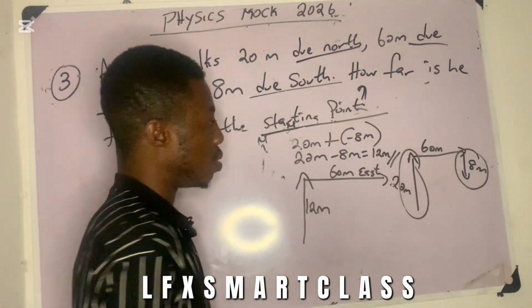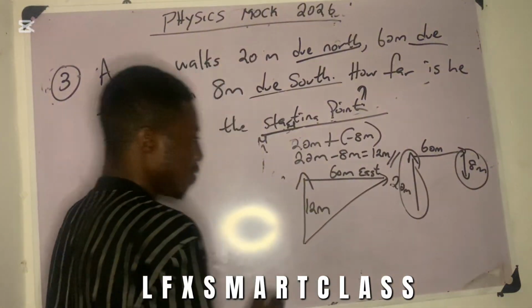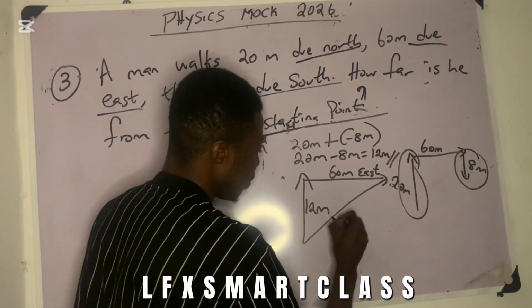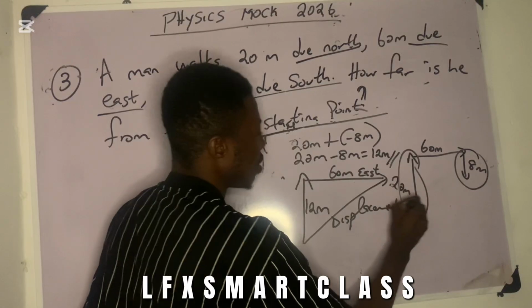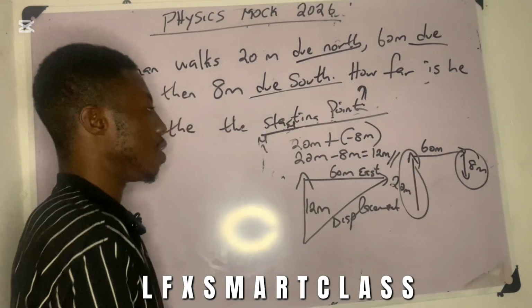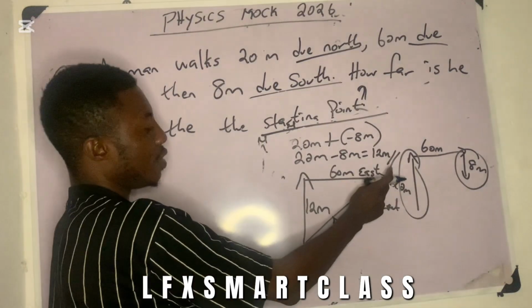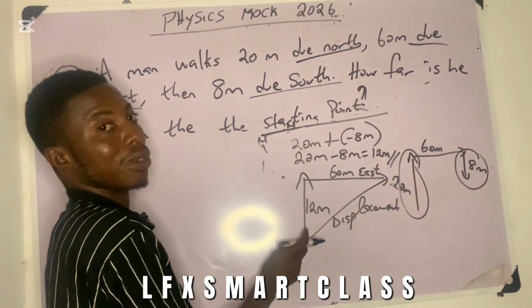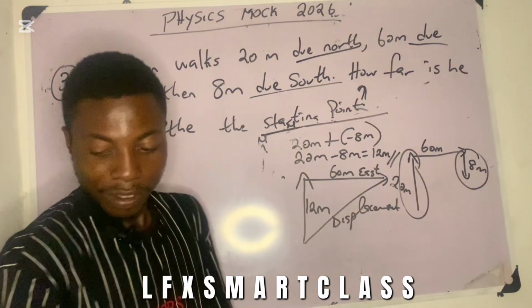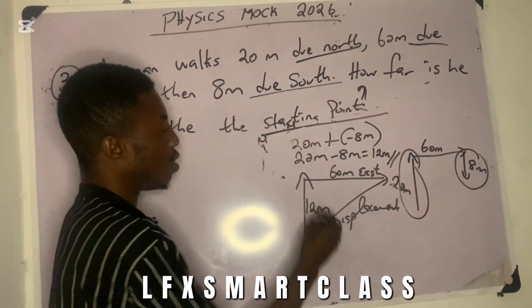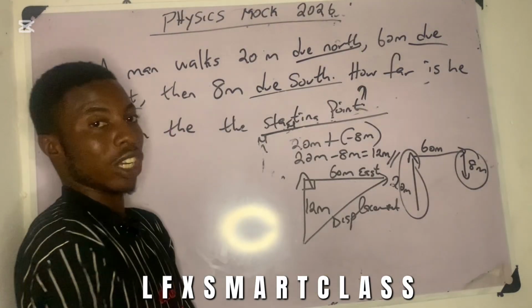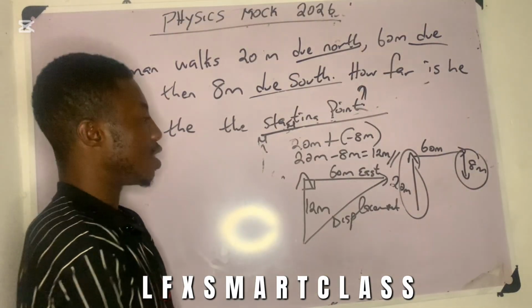So what's the next thing to do? Find your displacement. Remember, that's what the question is actually asking you, from the starting point. Now, find from here to the starting point. Look at the starting point here. That's what we want to now find. Now, if I want to solve this, this is forming a right angle triangle. You can see that. It's forming a right angle triangle.